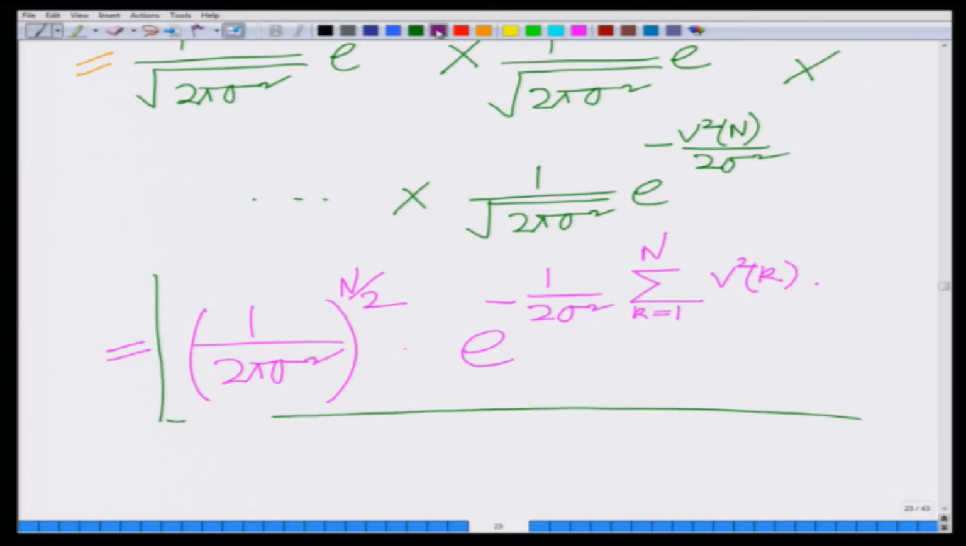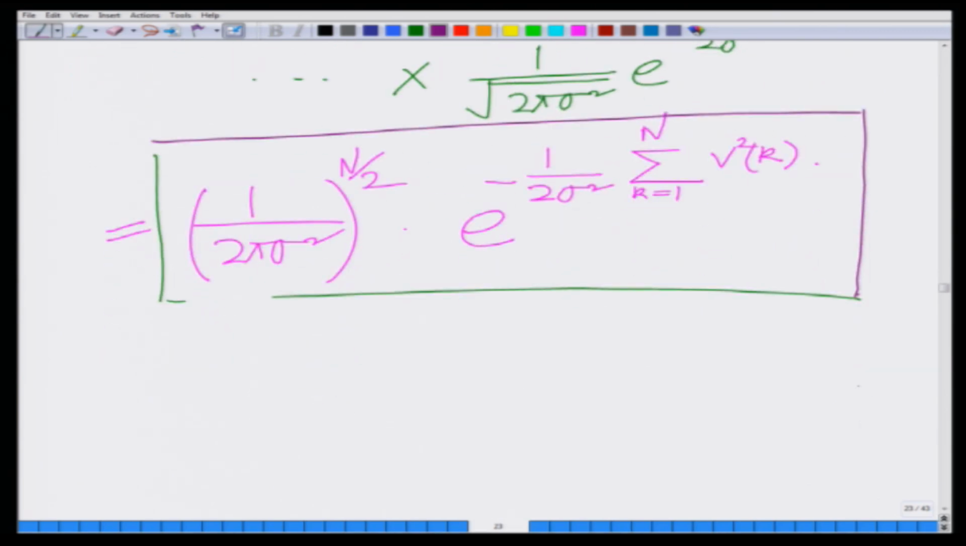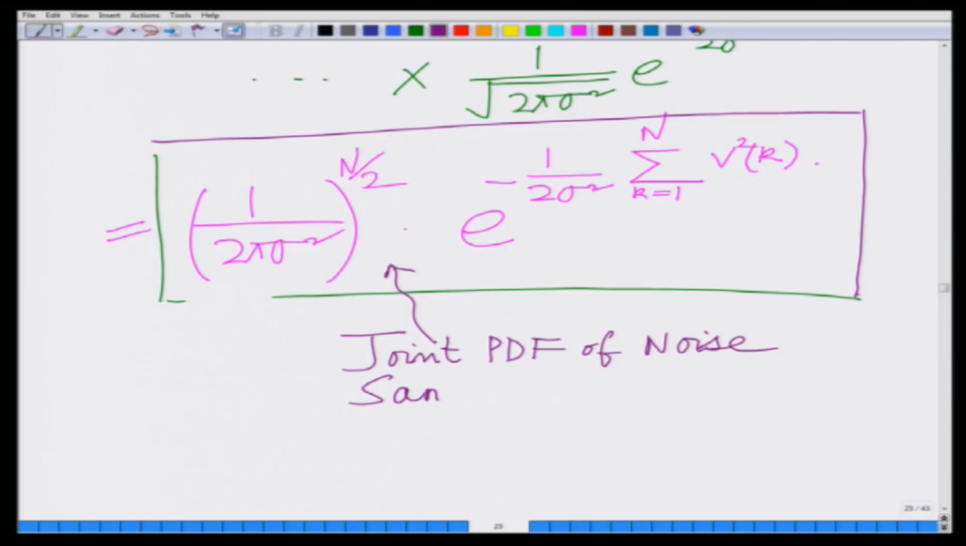This is basically the joint PDF of the noise samples V1, V2 up to Vn, but the noise samples are nothing but they are in the vector V bar, that is the noise vector, equals basically V1, V2 up to Vn. It is the n dimensional vector with elements V1, V2, Vn.